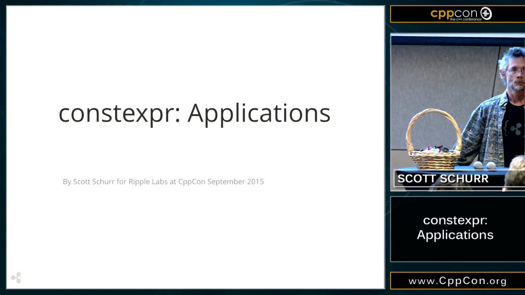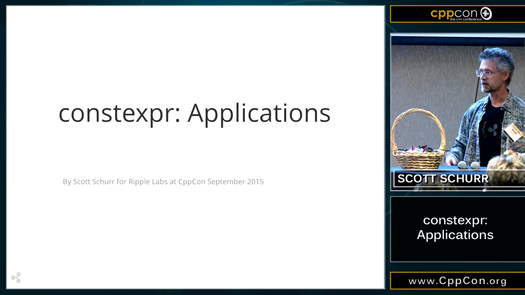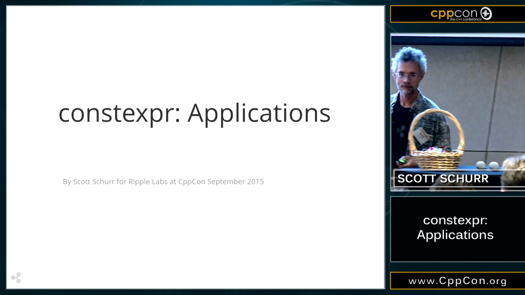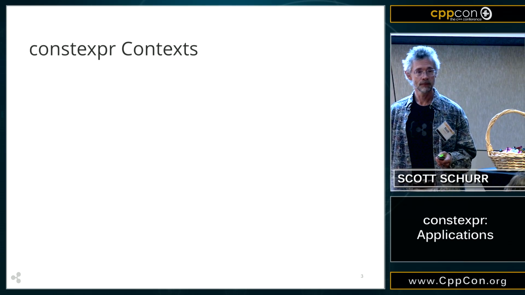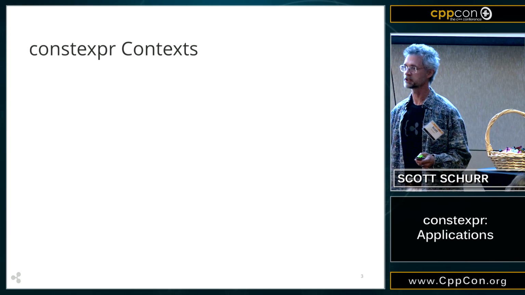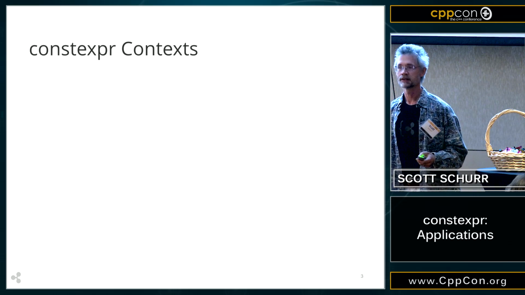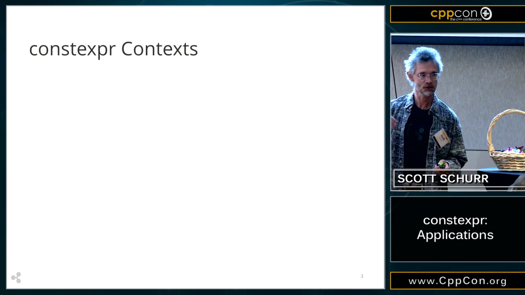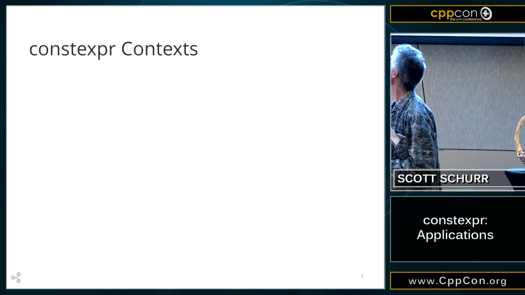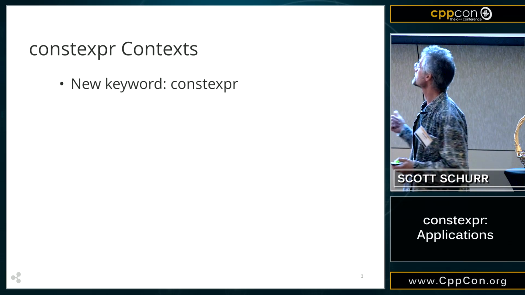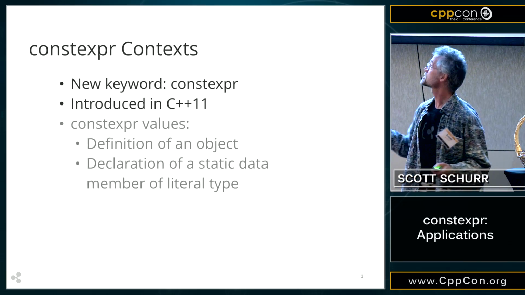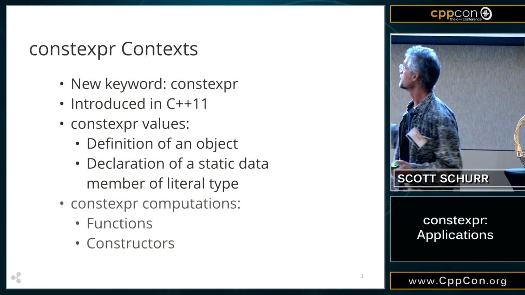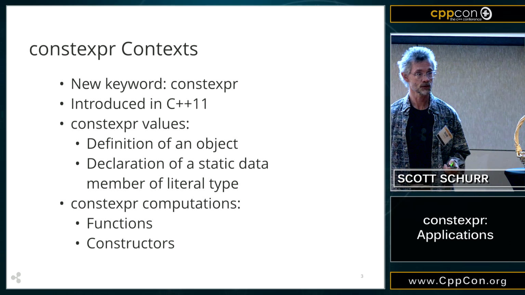So the point is, yesterday I talked about the rules behind constexpr. Today, why would we bother? And if you attended the talk yesterday, I'm going to do a little bit of review so that people who weren't there can catch up. But I'm going to try to go pretty fast through the first, say, 20 slides, and then we'll slow down and deal with containers. So we have a new keyword, constexpr, introduced in C++11, and you can have constexpr values, and you can have constexpr code, functions or constructors.